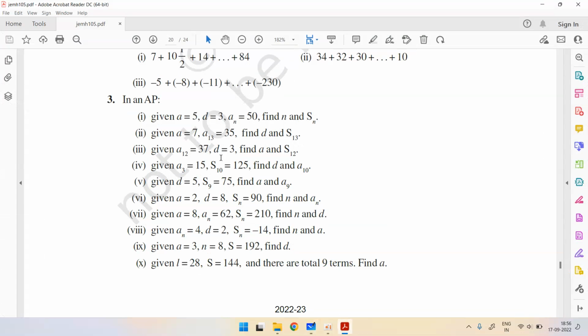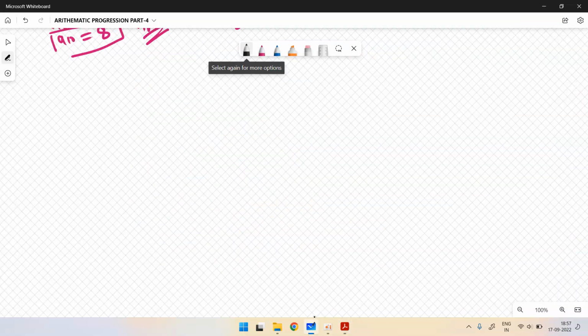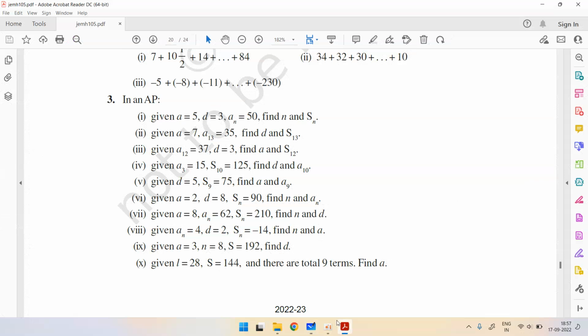So now this is nothing. Next is a and A9. S9 is given, d is given. This is also the same thing. And next is the sixth. So I will be doing the sixth, which you can say is different. So I will take the sixth.